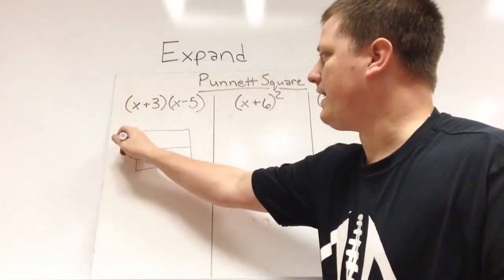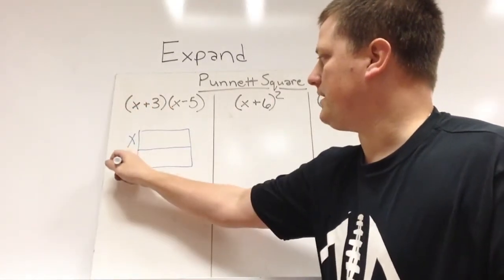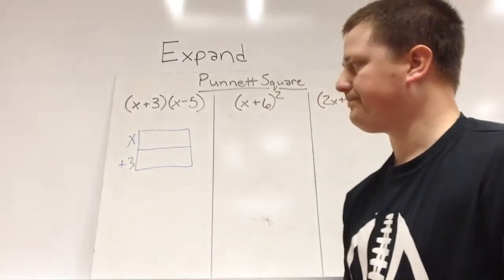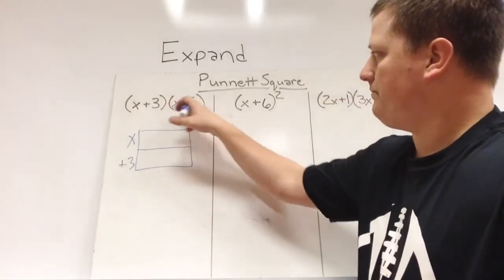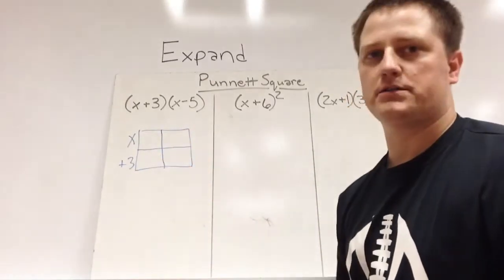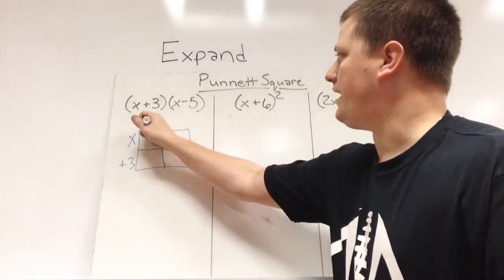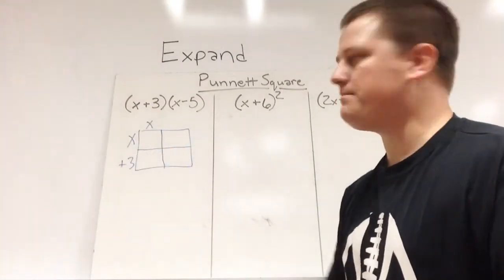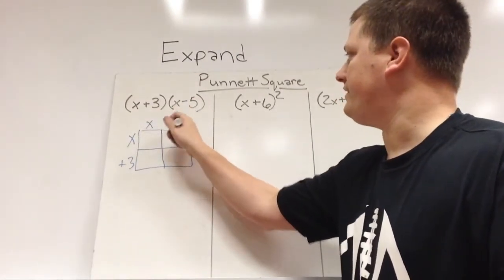First part is going to be our x. Second part is going to be our plus 3. Okay? In the second one, we have two terms. So we're going to split this top into two parts. And on the top, we're going to have x in the first one and minus 5 in the second one.